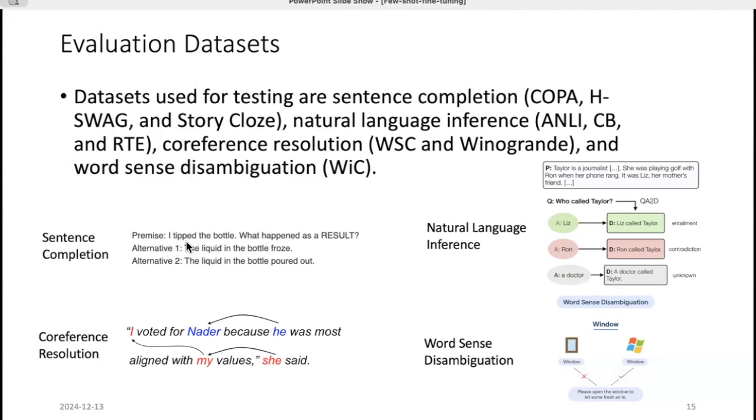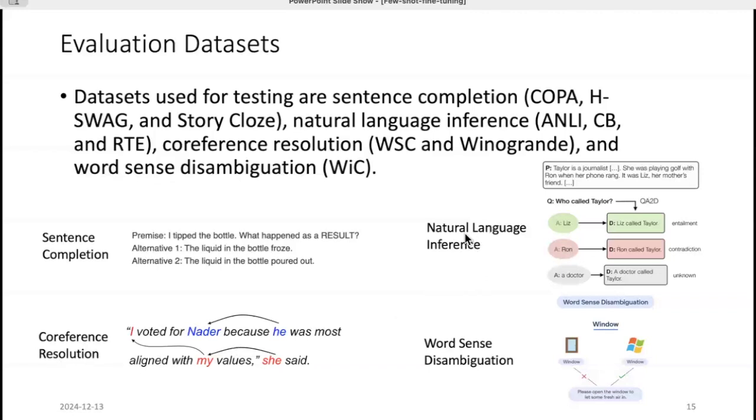For example, this is the context, and then the question is what happened as a result, and you give two likely answers, and then prompt the LLM to choose which is the likely result. And there can be co-reference resolution, where you want to figure out, okay, I, my, and she refer to the same person, and then he and this refer to the same person. So this is co-reference resolution.